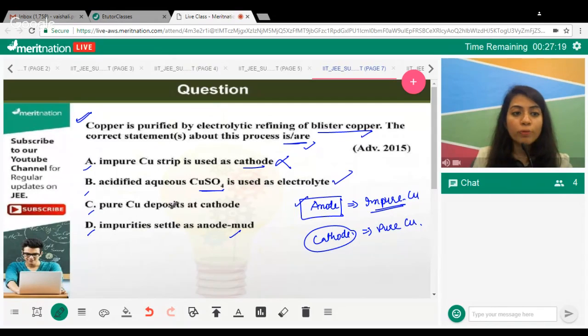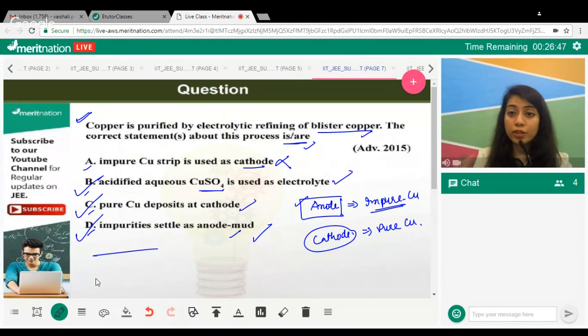C, pure copper deposits at cathode. That is also correct because while the electrolysis is occurring, on the anode we have oxidation occurring. Copper is getting deposited on the cathode, pure copper, and the impurities are settling below the anode as anode mud. So D is also correct, C is also correct, and B is also correct. Three options are correct: B, C, and D. A is absolutely wrong here.